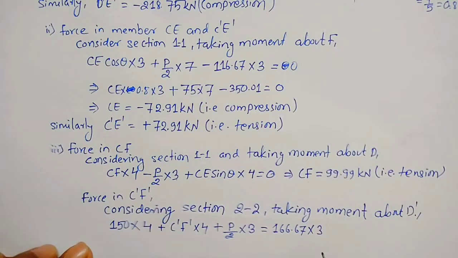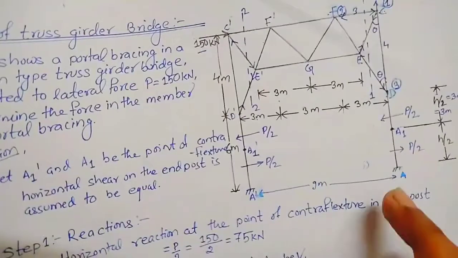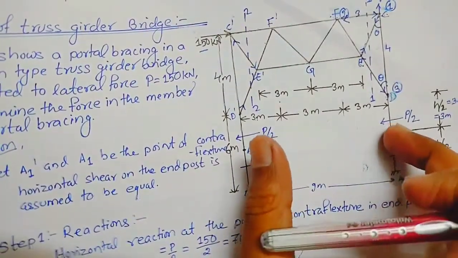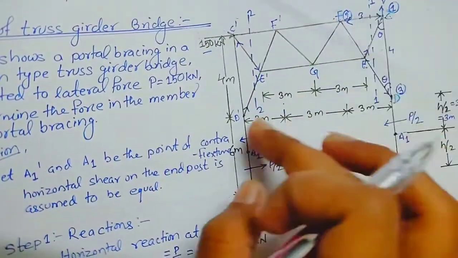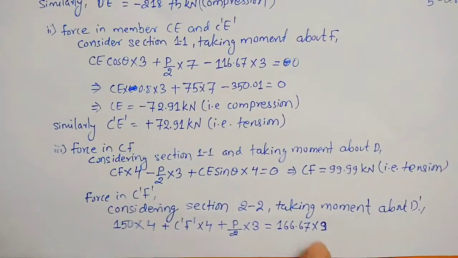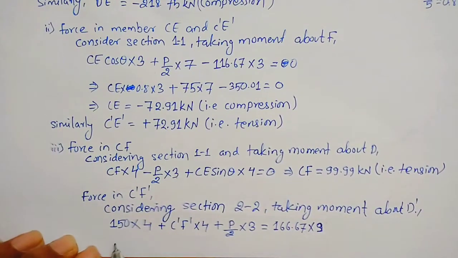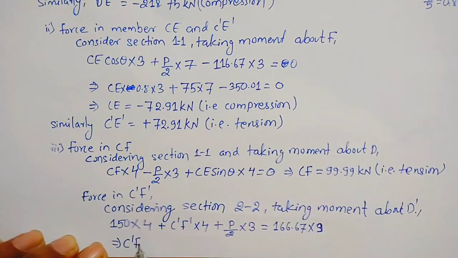And 167.67 times 3. Sorry, this is actually at 9 meter. This vertical reaction is acting here. So from point D, this V is at 9 meter. So it will be 9 meter, and on solving this we will get the value of C dash F dash equal to 56.25 kilonewton, which will be tension.